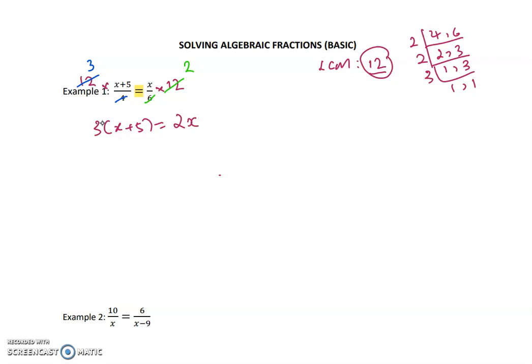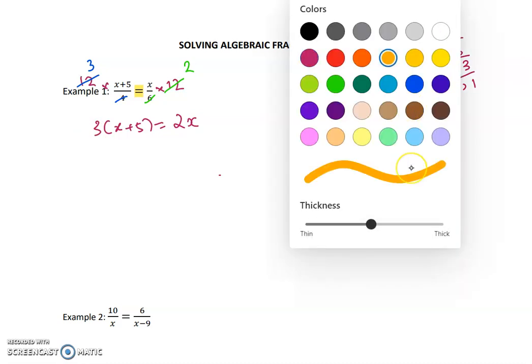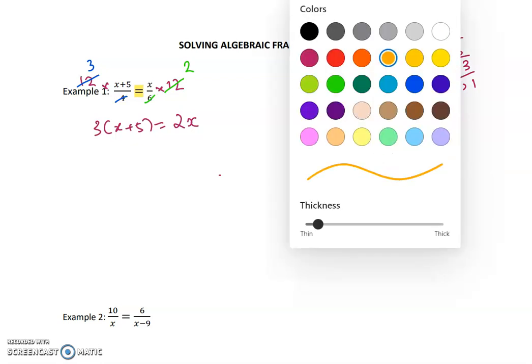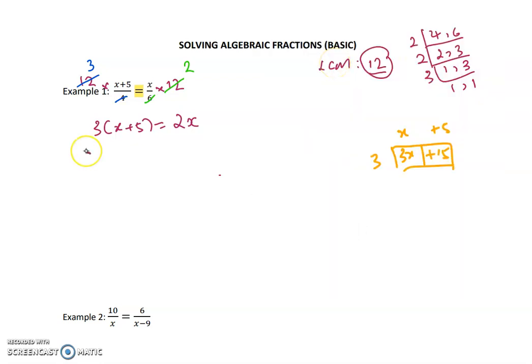Now we want to solve this, but you notice that this is still in a bracket. So you have to do what we call an expansion. Here we have 3 and x plus 5, so we have 3x plus 15. So we are expanding on the left hand side. Once we have that, we have 3x plus 15 equals 2x.